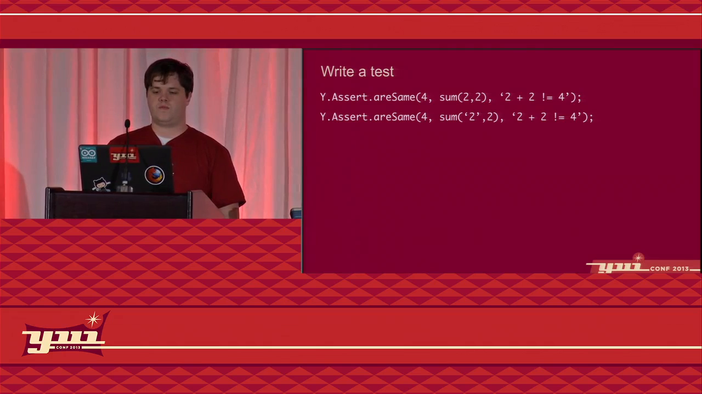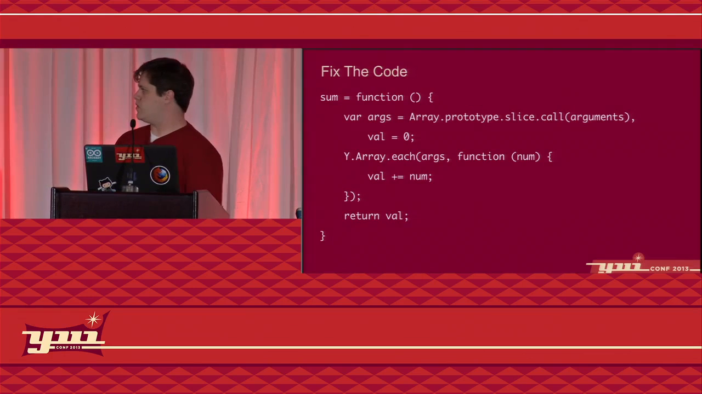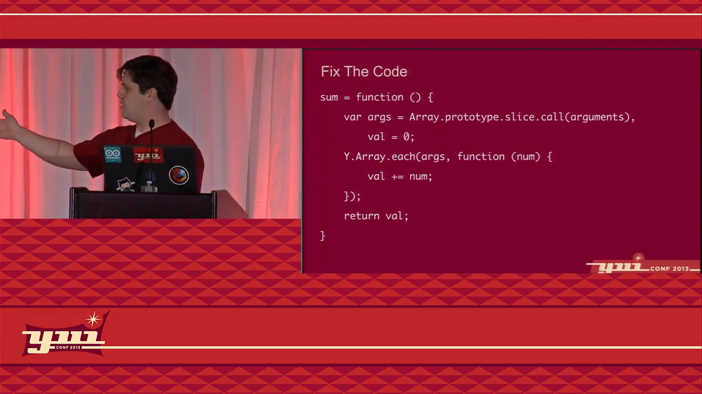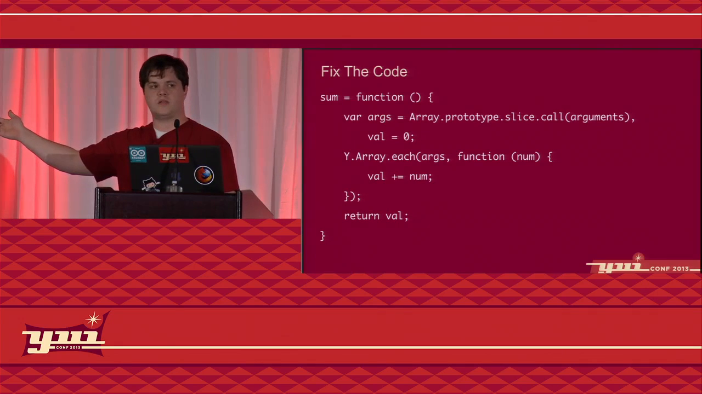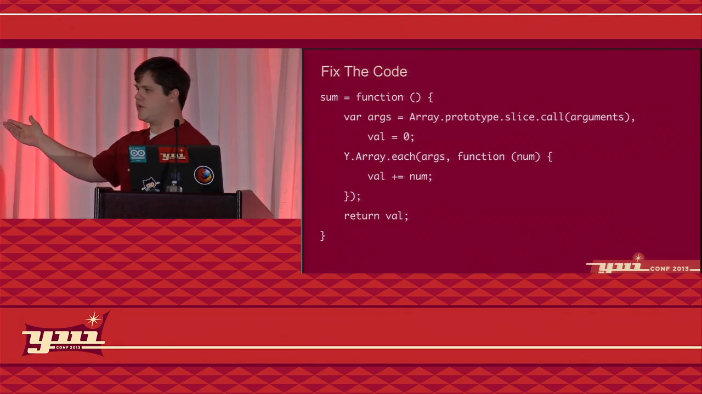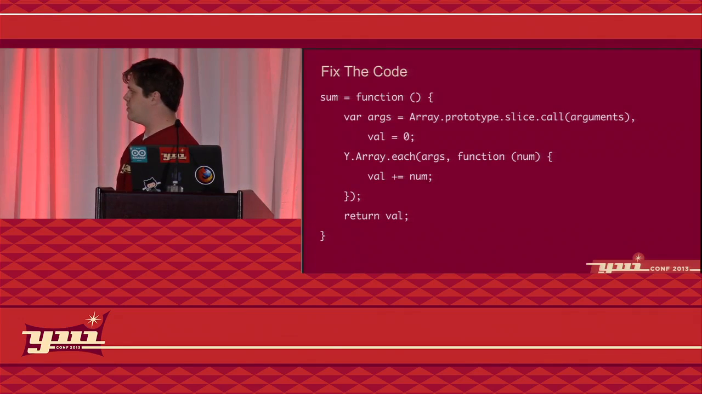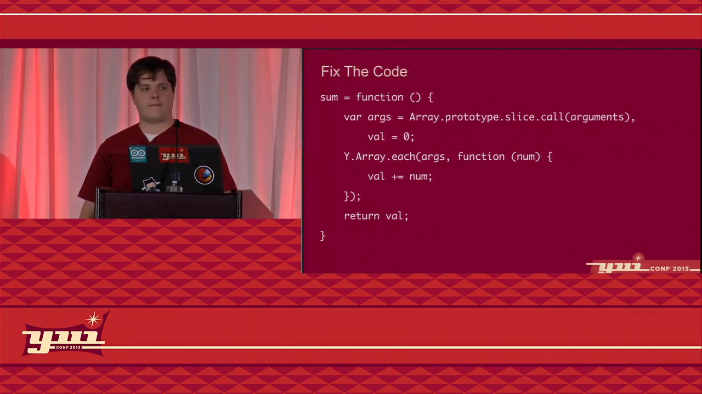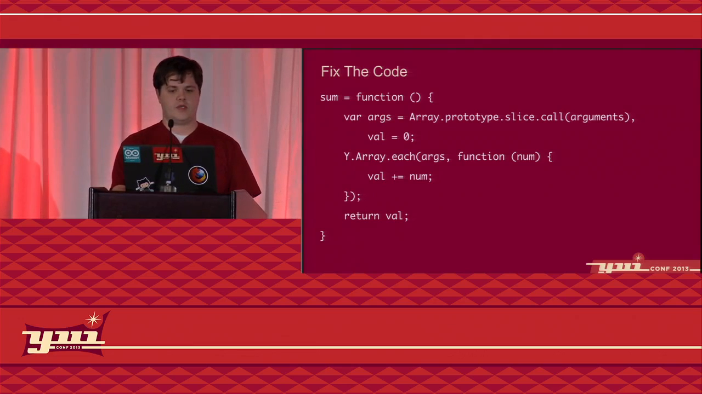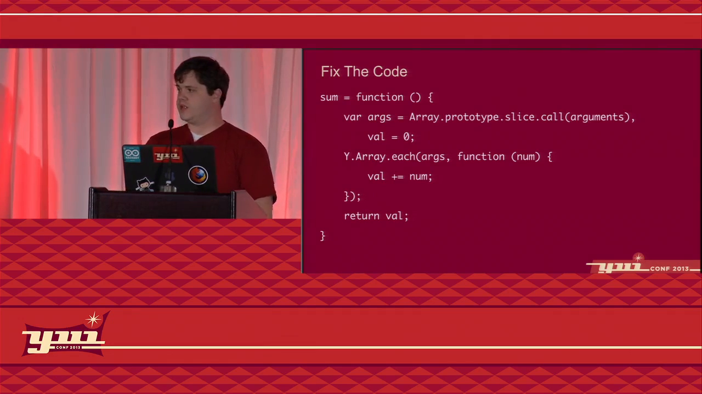And so then we fix the code. We start out with this. Can anybody tell what's wrong with the code, the reason why it's concatenating strings whenever you sum them instead of just adding the numbers in? Anybody? Slice keeps the type. Yeah, it's going to keep the type.